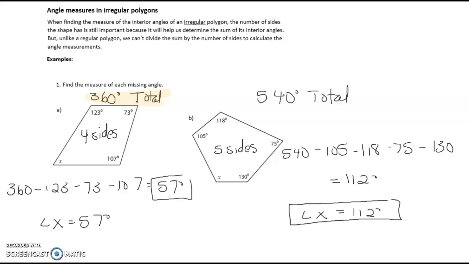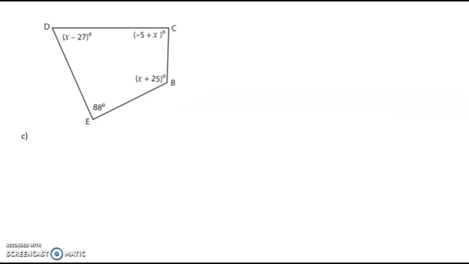Okay, last example. Here we have 4 sides. So if you divide it in half, we have 2 triangles. So 2 times 180 degrees gives us 360 degrees. So let's write that down. So we have 4 sides, which means we have 2 triangles. So our total is 360 degrees.